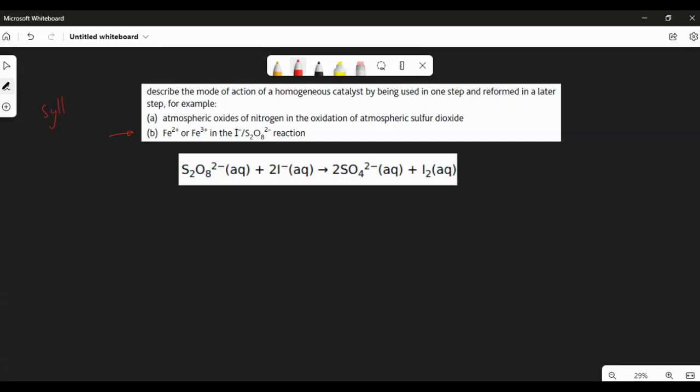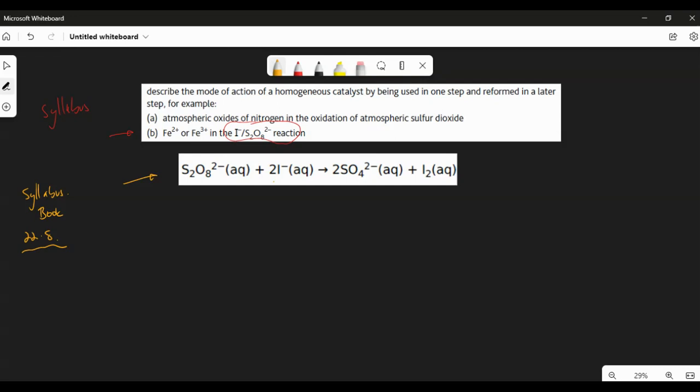So this is the syllabus, and the equation you're supposed to know is this one, the I minus S2O8 2 minus reaction. This is the reaction you're supposed to know, and it's from the syllabus. I found it in your book, 22.8, I think, but there it is. It's a very common reaction.